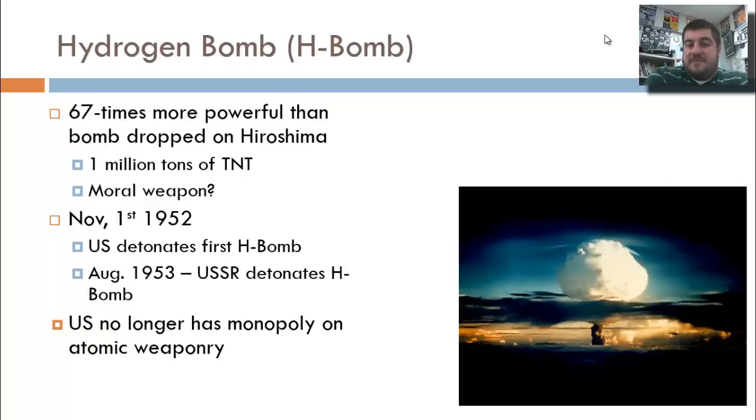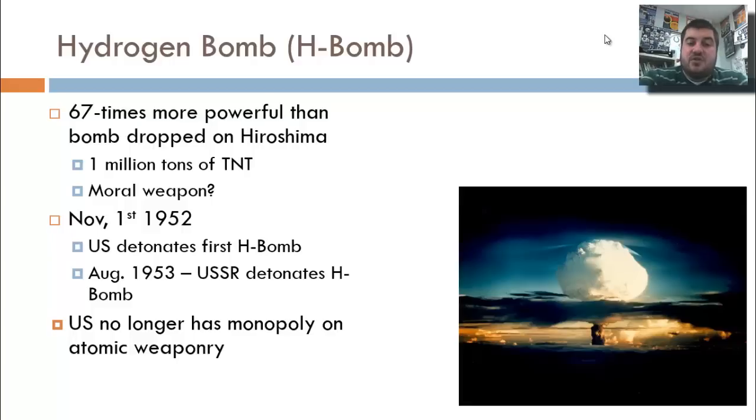The hydrogen bomb is being developed in the United States, and the hydrogen bomb is even more powerful than the atomic bomb. Instead of uranium, it uses hydrogen. It is equivalent to 1 million tons of dynamite. Although these are tested, they never were used in war because there's the question of whether or not they are a moral weapon. And so we get our first bomb in 1952, and less than a year later, the Soviet Union detonates their first H-bomb.